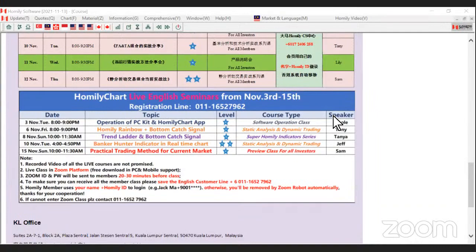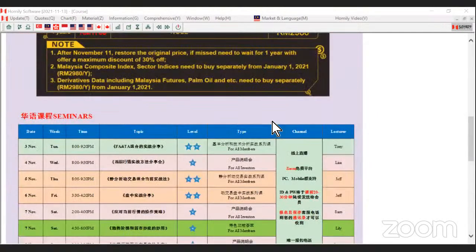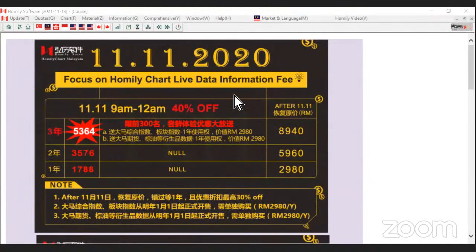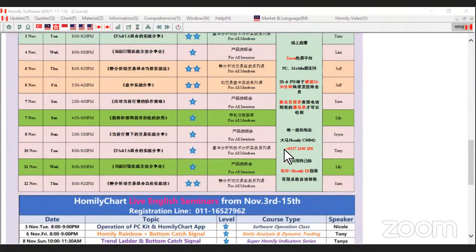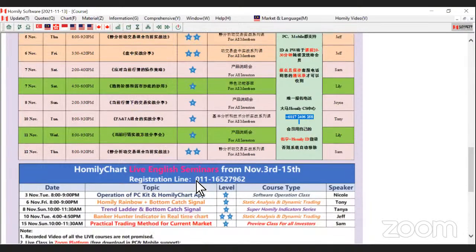Okay, to buy 1 year data, should I book in advance? Yes, you need to book. If you can speak Mandarin, you can just book through Mandarin customer service. If you prefer English service, you can book from me. The Mandarin customer service line is 017-2406-258. The English customer service line is 011-165-27962. Yes, you need to book in advance.